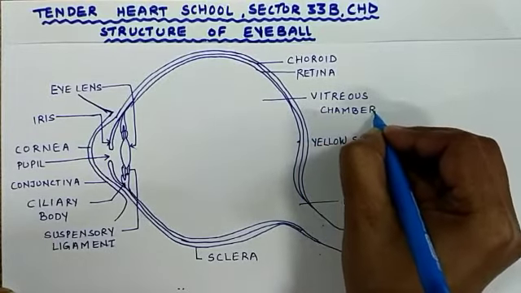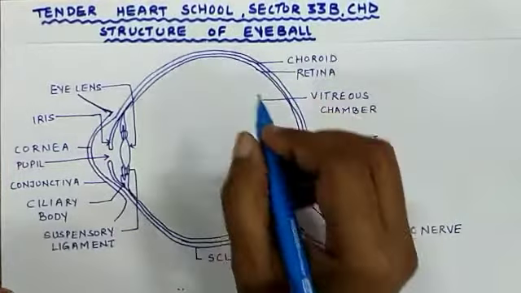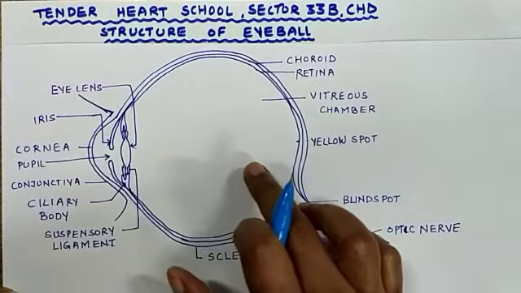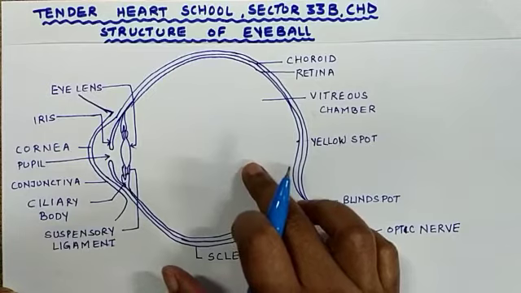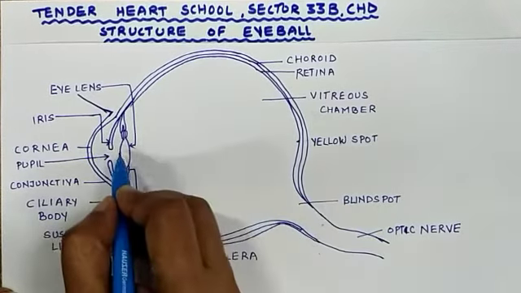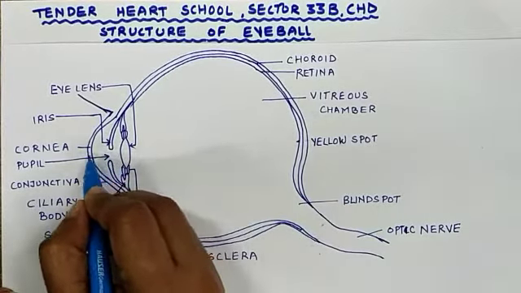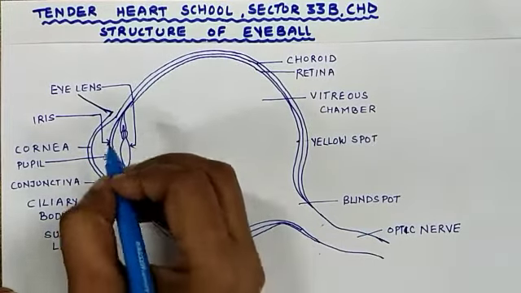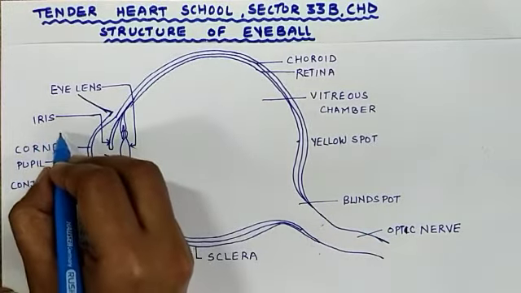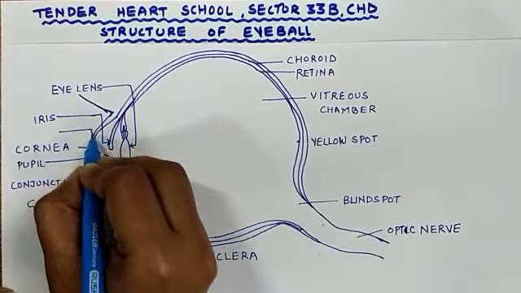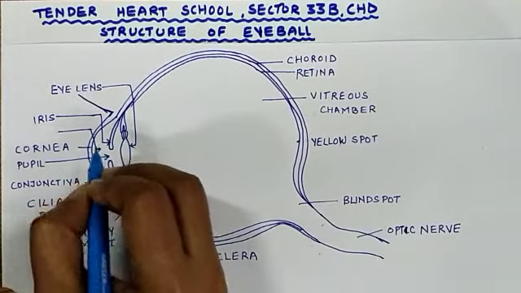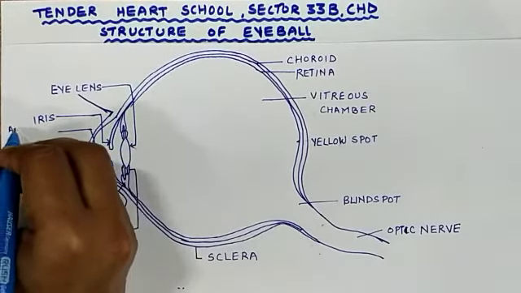Vitreous chamber is the bigger chamber, bigger area of the eyeball, and it is filled with a fluid called vitreous humor, right? And in front of the eye, between the cornea and the eye lens, this part of the eye is filled with a fluid called aqueous humor, and this area is called the aqueous chamber. So let us just label it.